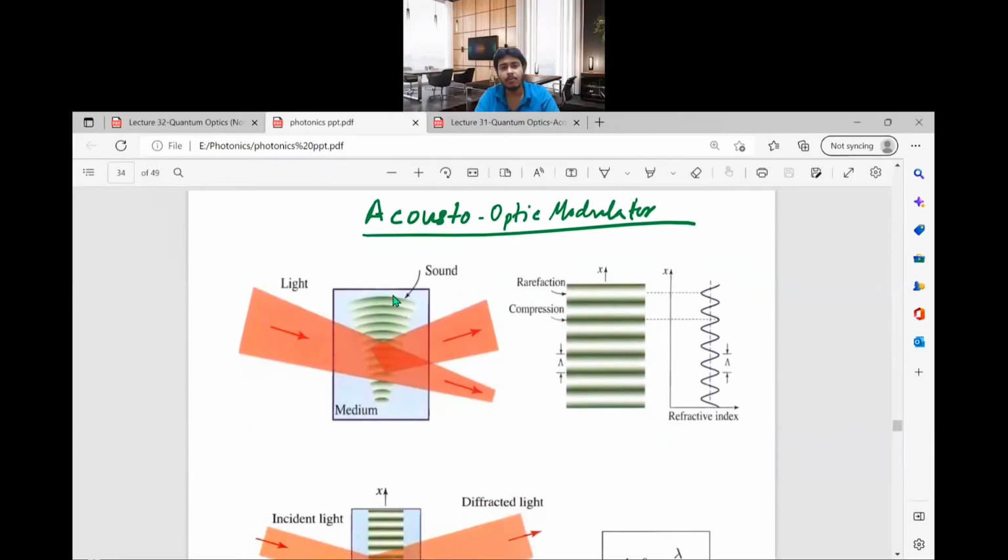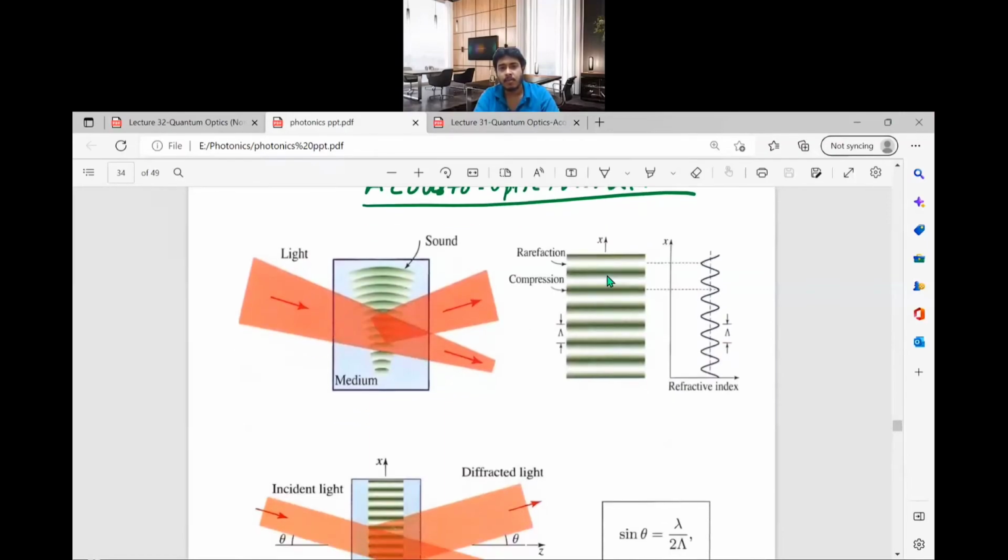Here sound waves are used to modulate the light. If sound is sent through any medium, the refractive index of the medium changes. Accordingly, the light will be reflected or transmitted depending upon the refractive index. So this is the refractive index profile. Where the sound wave compresses the medium, and in other places there is rarefaction. In the compressed medium, the refractive index is more, and in the rarefied medium, the refractive index is less.